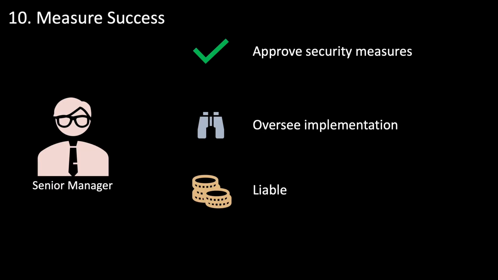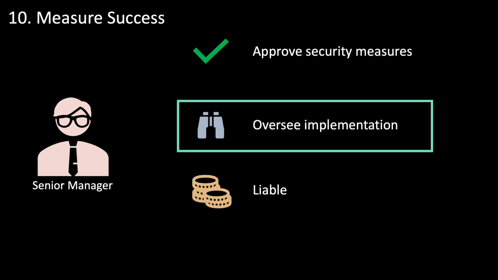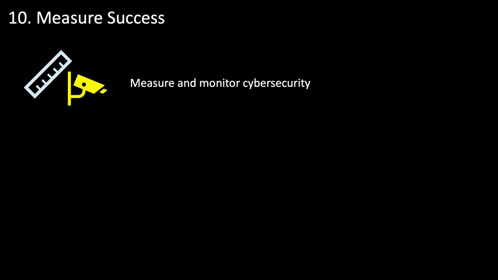Step 10. Measure your success. If you remember from part 2, one of the responsibilities of the senior management is to oversee the cybersecurity implementation. In order to do that, you have to do 3 things. 1. Continuously measuring and monitoring cybersecurity to spot deviations from the plan. This is pretty straightforward. Second, periodic internal audits.